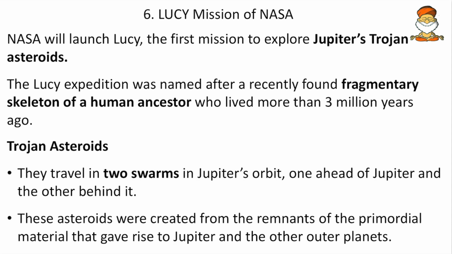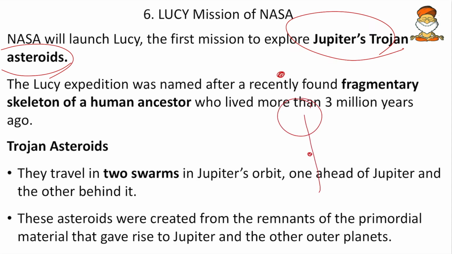Then, the Lucy mission of NASA. NASA will launch Lucy, the first mission to explore Jupiter's Trojan asteroids. So what are Trojan asteroids? Say Trojan is something which will follow a person stealthily. Here, Trojan asteroids are the ones which either lead or trail a planet in its orbit. Say, for example, this is Jupiter's orbit, and some asteroids will be in front of Jupiter and some asteroids will be behind it. Either they lead or they trail. That is why they are called Trojan asteroids. Stealthily, they move along with Jupiter.